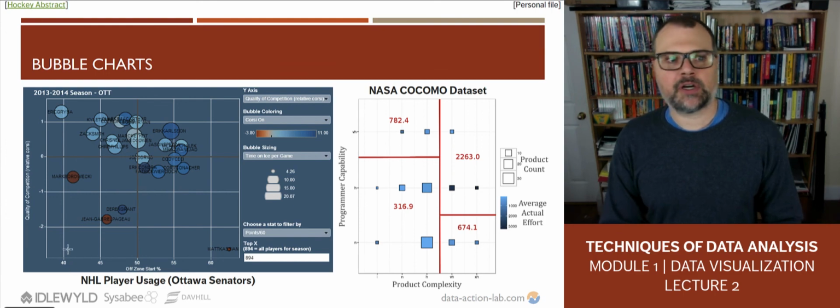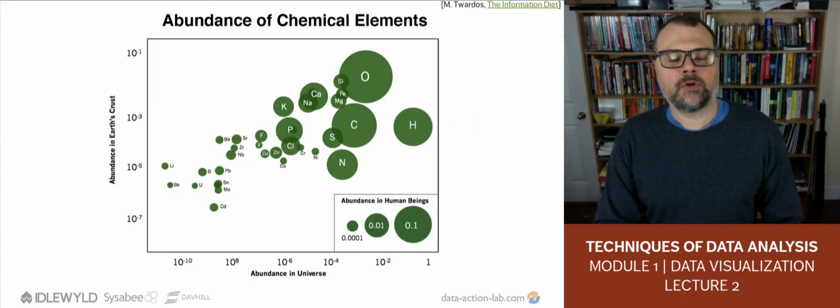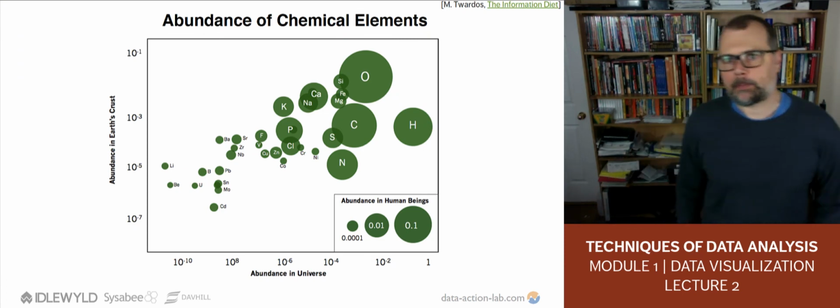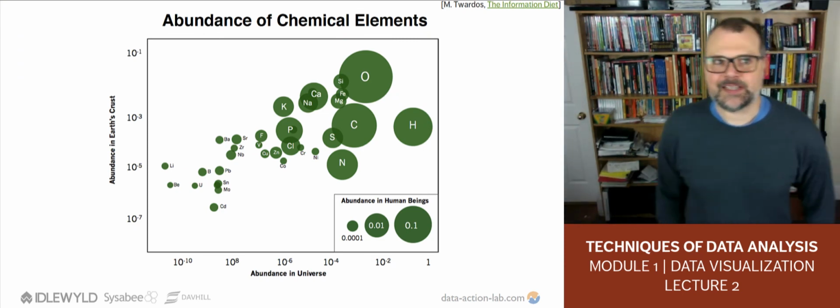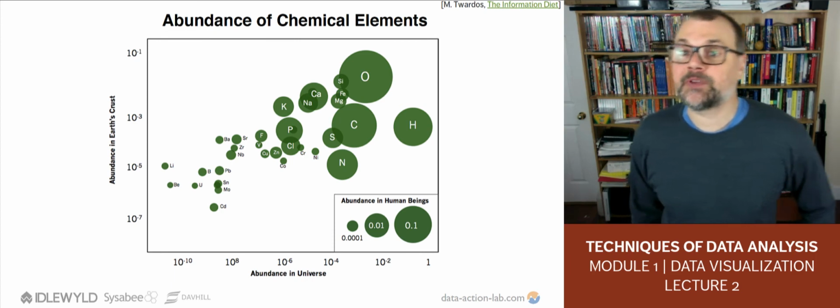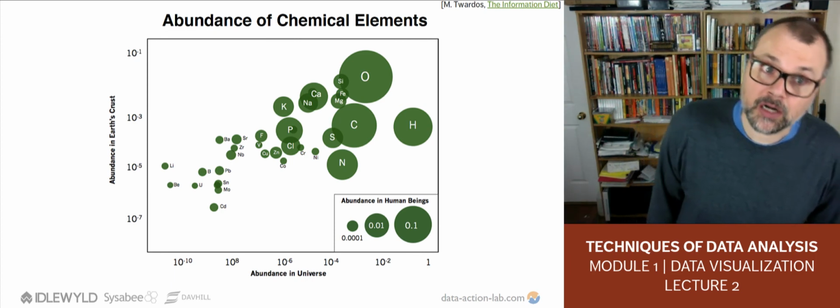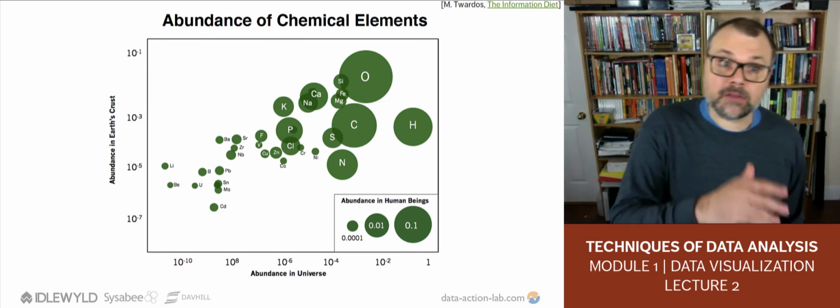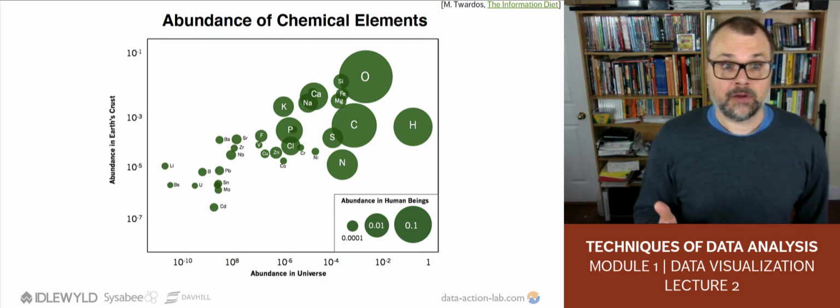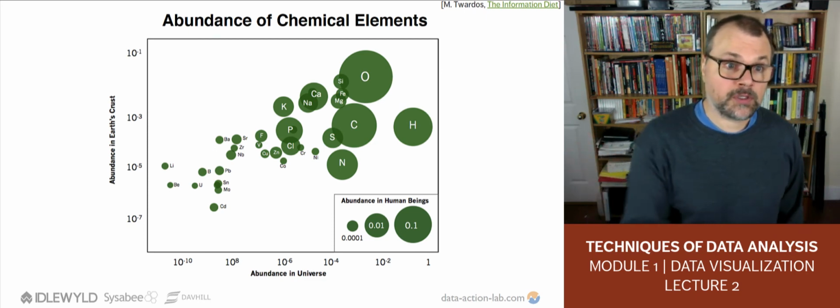Okay, so bubble charts are good. They do allow you to put together a lot of information. It's easy to see insights. This is a chart which is substantially less cluttered. It's also a bubble chart. We have the title for it, Abundance of Chemical Elements. And so we have 3 variables.